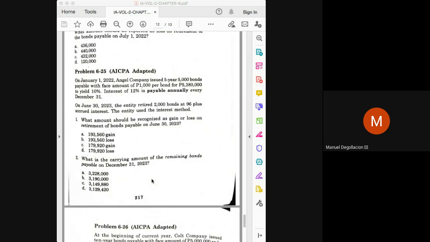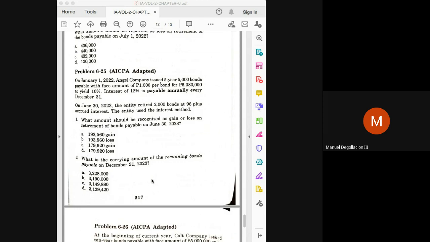Next, problem 6-25. On January 1, 2022, Angel Company issued 5-year 5 million bonds payable with face amount of 1,000 per bond for 5,380,000. So that means there is a premium. Interest is payable annually. On June 30, 2023, the entity retired 2 million bonds at 96 plus accrued interest. The entity used the interest method.